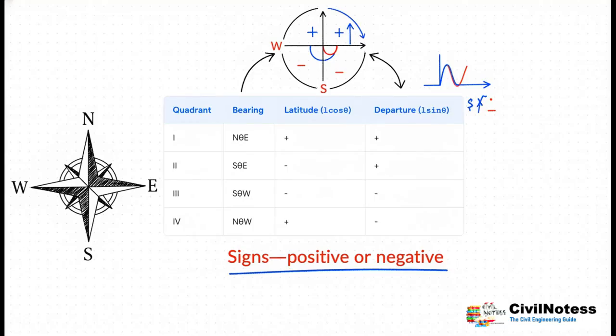Now this slide right here is your absolute best friend for doing the math, so pay close attention. It all comes down to basic trig. The latitude is just the length of a line, L, times the cosine of its bearing angle, and the departure is the length times the sine of that angle. The signs, positive or negative, just depend on which quadrant the line is in. So a line going northeast, that's quadrant 1, so both latitude and departure are positive. A line going southwest, quadrant 3, they're both going to be negative. You have got to get these signs right, or none of your calculations will work.